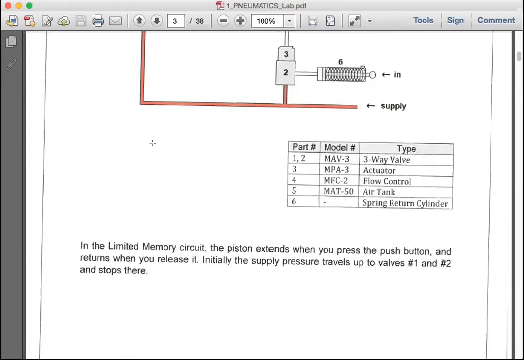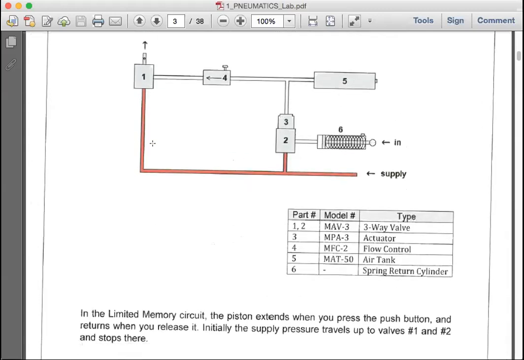And let me go through those analyses, so you at least have some idea how it was analyzed. So the limited memory system: the piston extends when you press the push button and returns when it's released. You start with the conclusion, but you specify in short how it's supposed to work. So it tells you initially the supply pressure travels up to valves number 1 and 2 and stops there. That's a short, one-sentence description of the initial stage, and that's all you need.